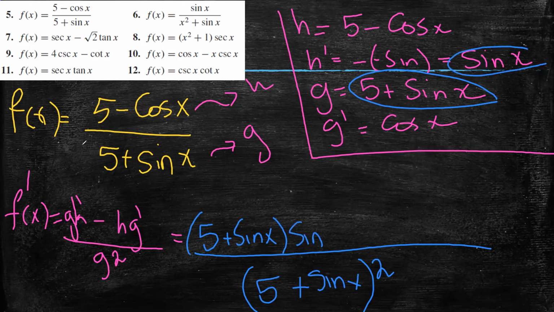Then minus h, which is 5 minus cosine x. Can we write 5 plus sine x squared? Yes, but wait, after I simplify it, yes. 5 minus cosine x times, where's g prime? It is cosine x.